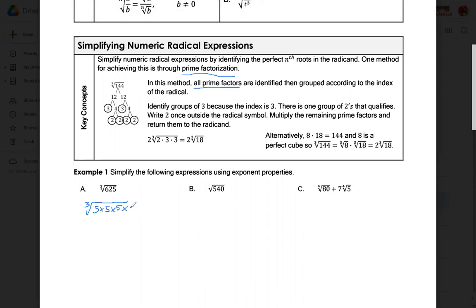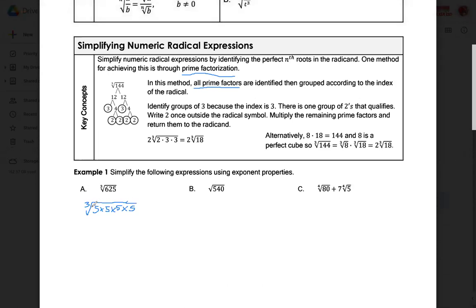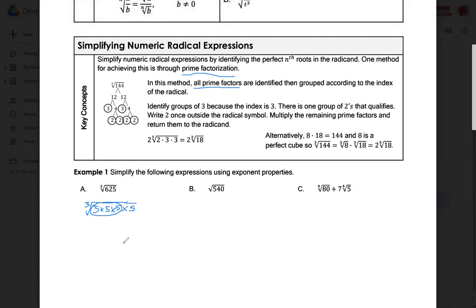Now, it's kind of like we've been doing in the past, even with variables, okay? The important part of our radical is our index here. Basically what this 3 is telling me is I'm looking for a grouping of 3 of the same numbers, okay? So I'm only going to circle 3 of the same numbers. For example, we have 4 5s here, so I would just circle the 3 of the 5s. I'd leave the other 5 alone because it's not part of the group, okay?